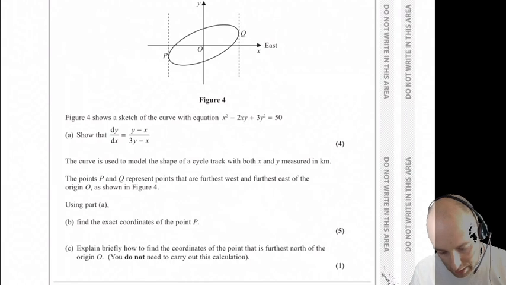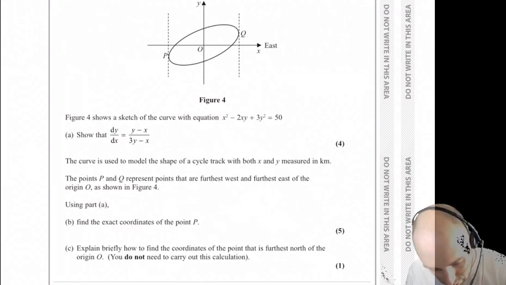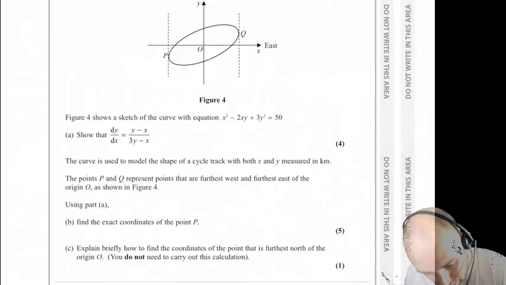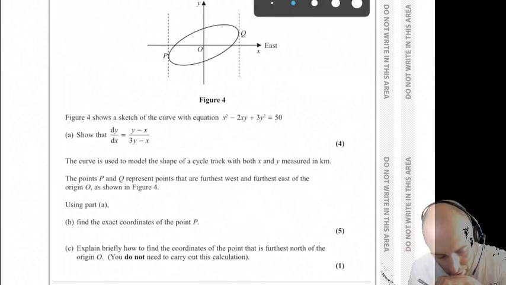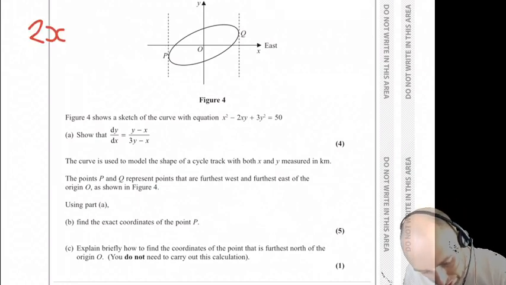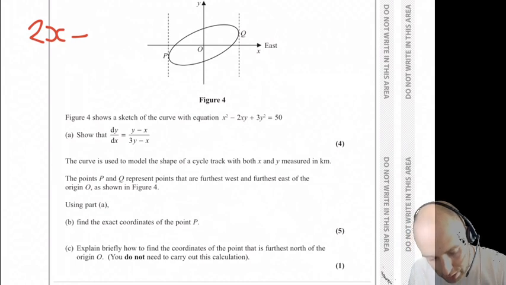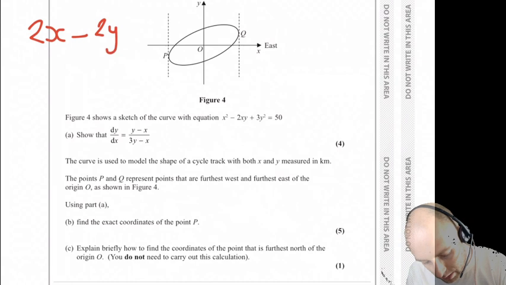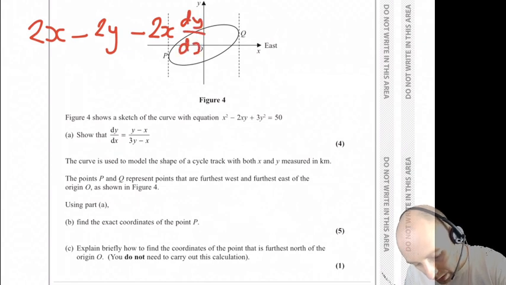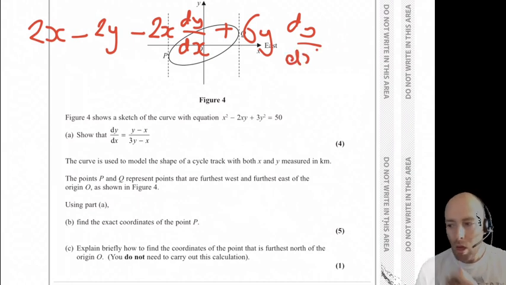So we want to differentiate this. So it's going to be implicit differentiation. So x squared is going to differentiate to give us 2x. Then we've got to use product rule on these. We're going to get the 2x will differentiate to give us 2. The y will stay the same. And the y will differentiate to give us dy dx. So we get 2x dy dx plus 6y dy dx equals 0.